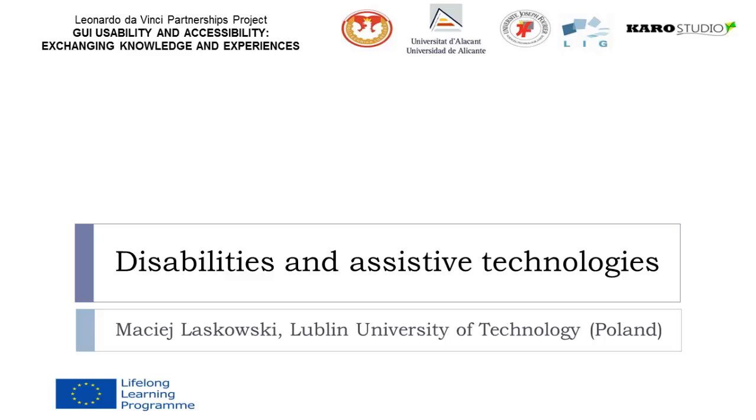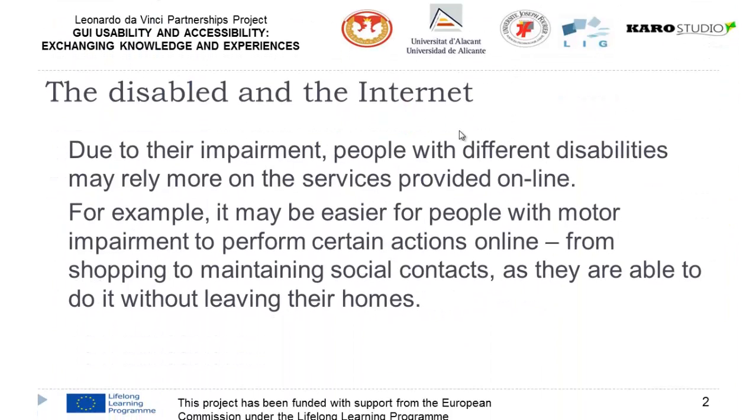In this video, which is part of the course Introduction to Usability and Accessibility, I will be talking about disabilities and assistive technologies. First, we're going to discuss the problem of disabled people and using the internet. Due to their impairment, people with different disabilities may rely more on the services provided online. For example, it may be easier for people with motor impairment to perform certain actions online, from shopping to maintaining social contacts, as they are able to do it without leaving their homes.